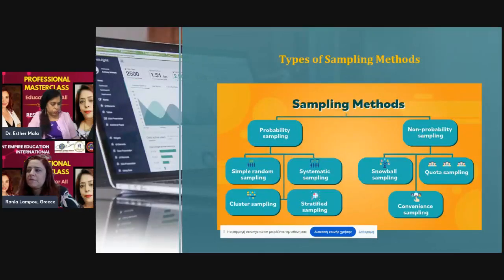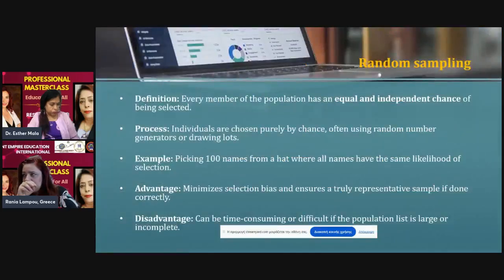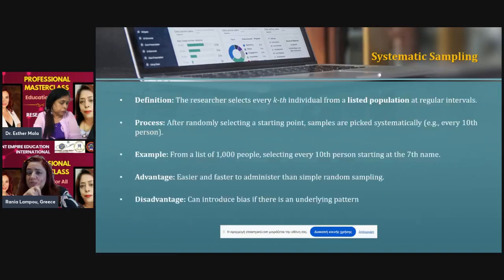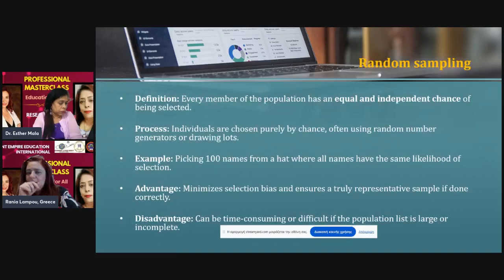So, these are the types that we mentioned: probability and non-probability. Probability sampling includes simple random, systematic, cluster, and stratified. Non-probability includes purposive, snowball, quota, and convenience. The random sample, we already mentioned. So what is the difference between random sampling and systematic sampling? The advantage of random sampling is that it minimizes selection bias, and the disadvantage is that it can be time consuming. Every member of the population has an equal chance of being selected.